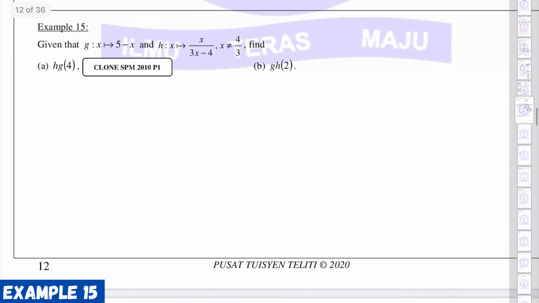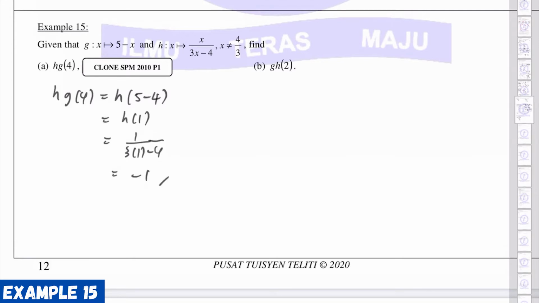Example number 15. In this example, we want to find hg(4). hg(4) means we substitute 4 inside g. Look at your g. Your g is 5 minus x. In this case, 5 minus 4, so 5 minus 4 is 1. Once you get 1, you substitute inside h, which is 1 over 3 times 1 minus 4. The answer is 3 minus 4, which is negative 1. 1 over negative 1 is still negative 1.